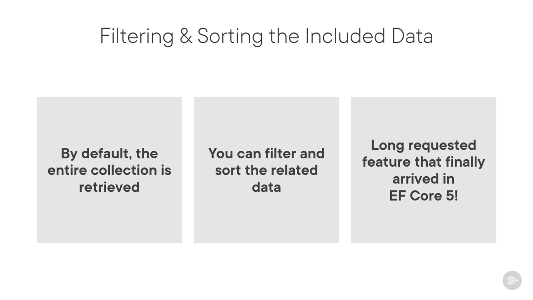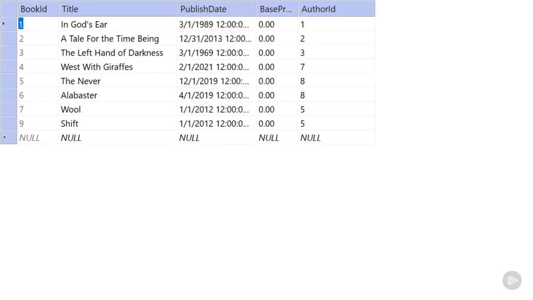And this capability is a huge deal for people who've been working with EF or EF Core for any amount of time. Filtering and sorting the included data has only been a possibility since EF Core 5. So before I change the query, let's take a peek at the raw data. There's a wide range of published dates. Let's get the books that were published since 2010.